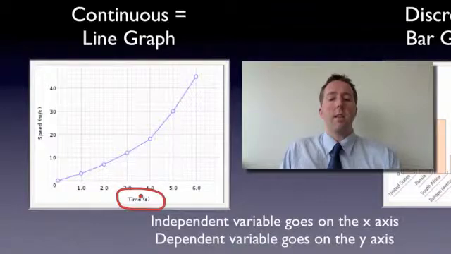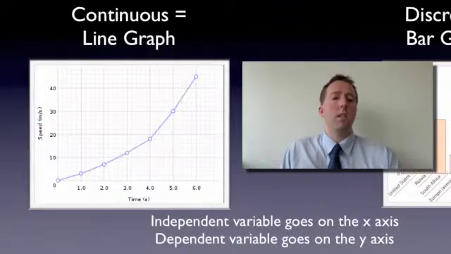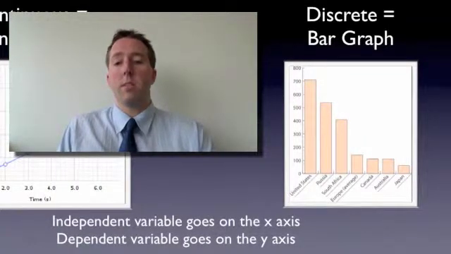And then the thing that I'm going to measure, so the dependent variable, always goes on the y-axis. So in this experiment, it's how fast I go over time. But that's also a really, really important concept. So continuous data is presented as a line graph, and discrete data is presented as a bar graph.